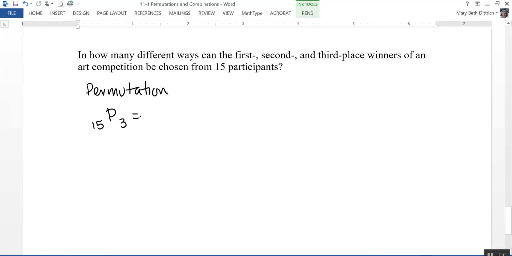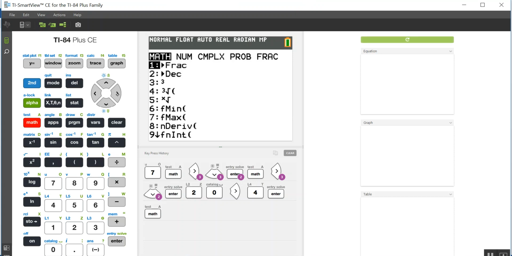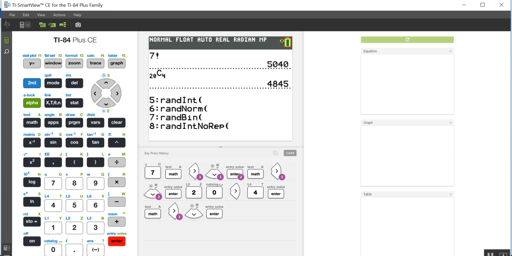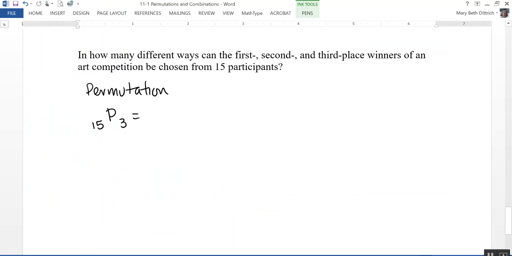So again, I'm going to use my calculator for this one, and I'll go to Math, over to Probability, and select nPr because this is a permutation, and I had 15 that I'm choosing from, and I need to select 3. Hit enter, and that's 2,730. So there are 2,730 ways that I can choose a first, second, and third place winner from 15 art competition participants.